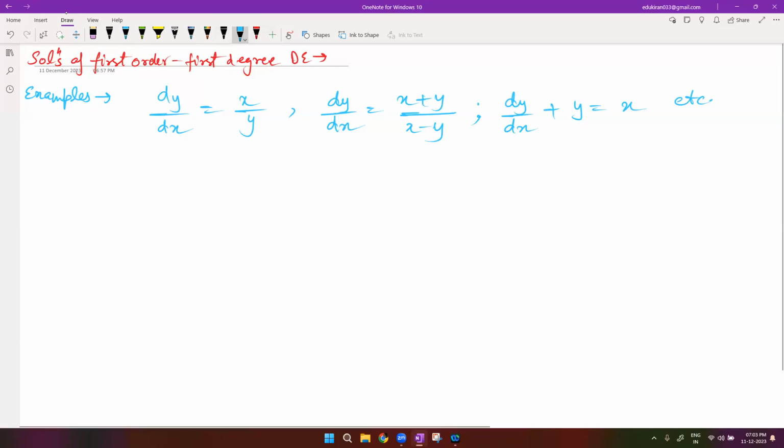Okay, so let's start with some basic ones first. So let's start with the first one, which is a pretty basic one also. This is also the easiest method among all three.